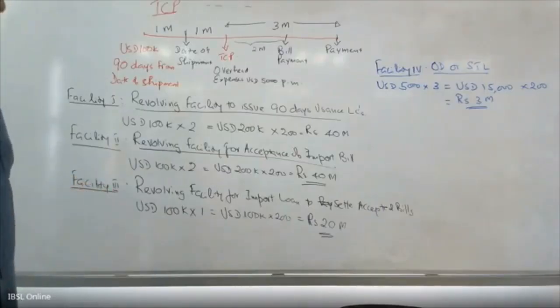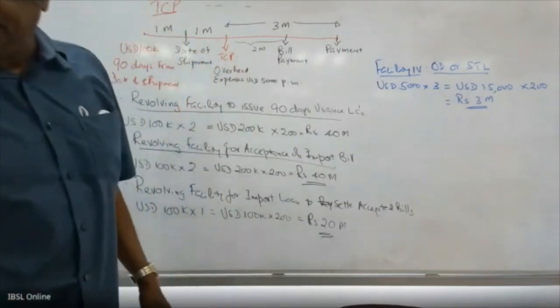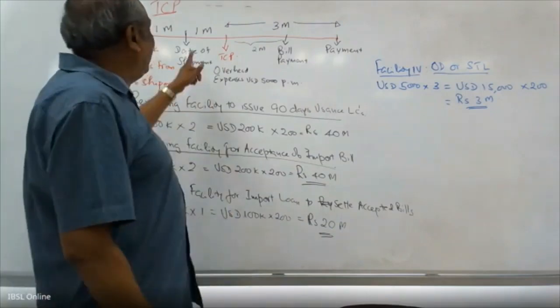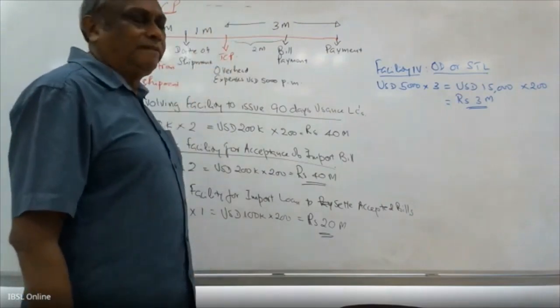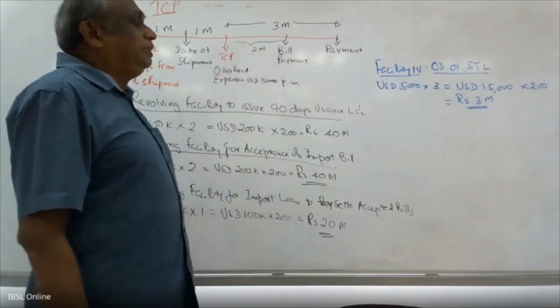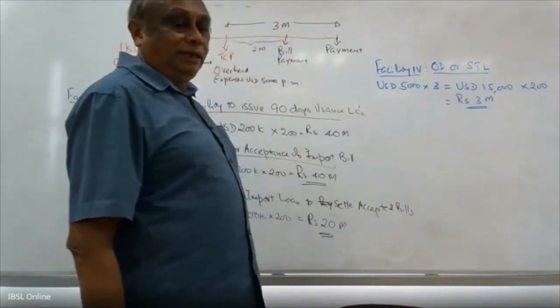So can you explain the last answer before this? The third facility, revolving facility for import loan to settle accepted bills. Now, the bills are 90 days from the shipment. So when we receive the bill, by that time, 1 month has already gone. So within another 2 months, we have to pay the bill. At the end of the second month, we'll have to pay.